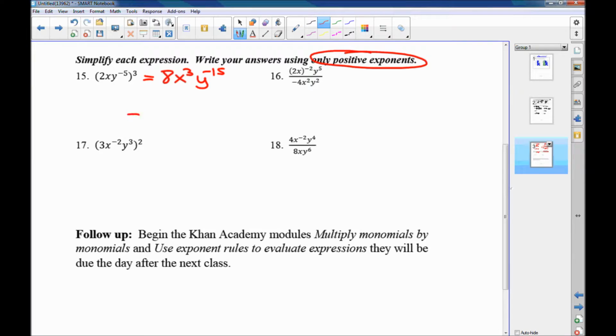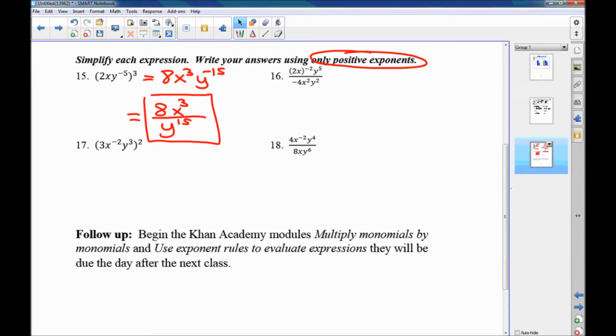Now, this is all good for 8, and it's all good for x cubed, but the y has a negative exponent. So we just take the base of y, we move it to the denominator of the fraction because it was in the numerator, and we change its exponent from negative 15 to positive 15. And that is all good. No negative exponents, no 0 exponents, and everything is simplified as much as possible. All right. Number 16.